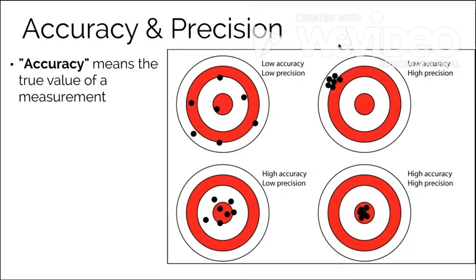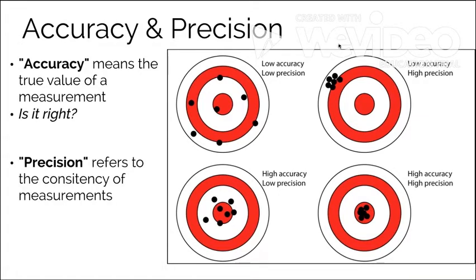All right, so now for the accuracy, it really just means if it's a true value or how close it can be to being correct. So it should answer the question, is this measurement correct? Is it right? Whereas precision refers to the consistency of the measurements. So consistency, I'm talking about, can it be repeated?